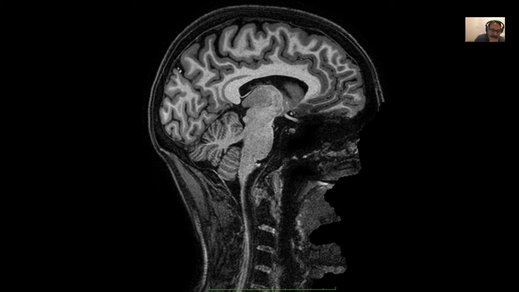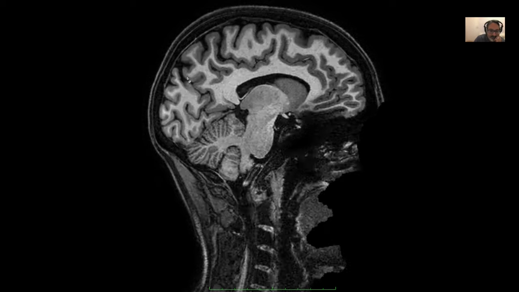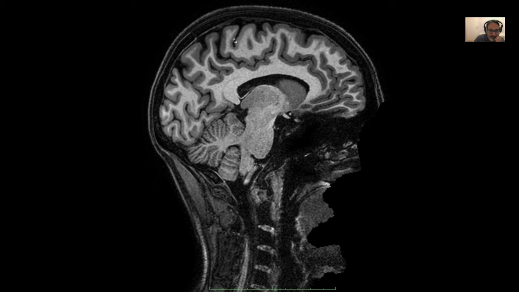And the parietal occipital sulcus, which divides the parietal lobe and the occipital lobe, is also seen well in the sagittal view. So that's the sulcus that actually completely divides the parietal lobe and the occipital lobe, and you can see it in the medial aspect of the brain, not in the lateral aspect. And so that's your parietal occipital sulcus.